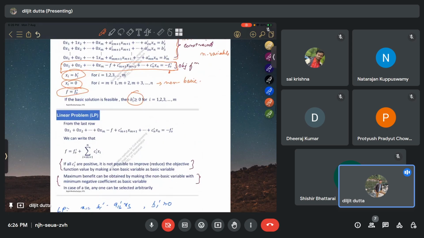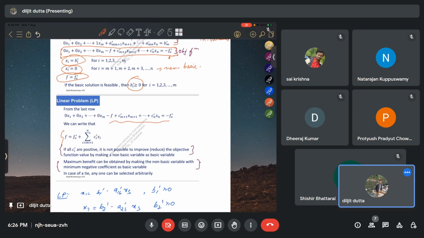And for the last row that we have, we can see that it is a function of the non-basic variables. You can reframe this equation and write it in this format, that is f equal to f naught dash plus sigma of ci dash into xi, where xi goes from m plus 1 to n, that is all the remaining variables after leaving the basic variables, that is, the non-basic variables. Now we have two scenarios.